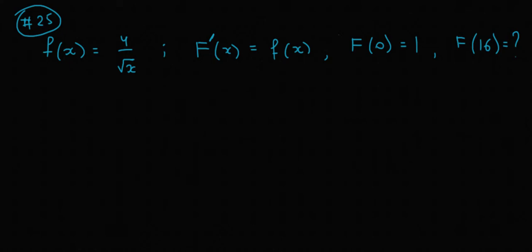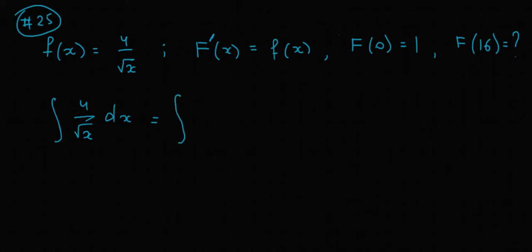So the fact that capital F of x is the antiderivative of the function lowercase f of x simply means that the derivative of the capital F of x equals the lowercase f of x. First, let's determine all antiderivatives of the function f of x. We will integrate the function that's given to us, 4 divided by square root of x dx, to find all antiderivatives of this function.